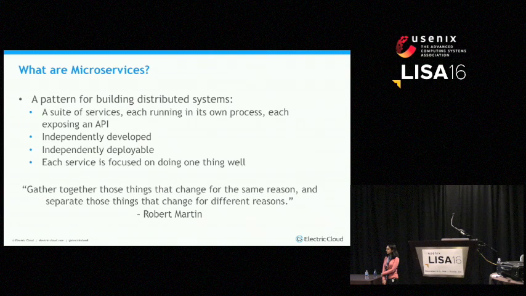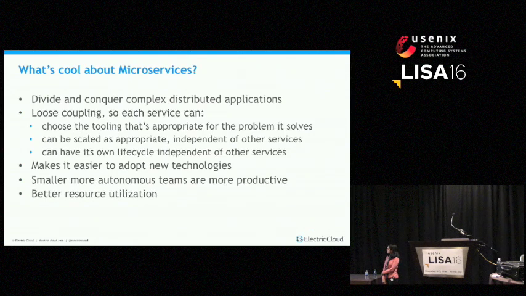So microservices, it's a way for building distributed network services. The idea is to basically have each service do one thing, do it well, run separately in its own process, probably on its own system. They should be independently deployable and independently developable. If they're not, then you're going to lose out on a lot of the potential benefits of microservices. And the idea is, get all those things together that change for the same reason and move all the things that change for different reasons away.